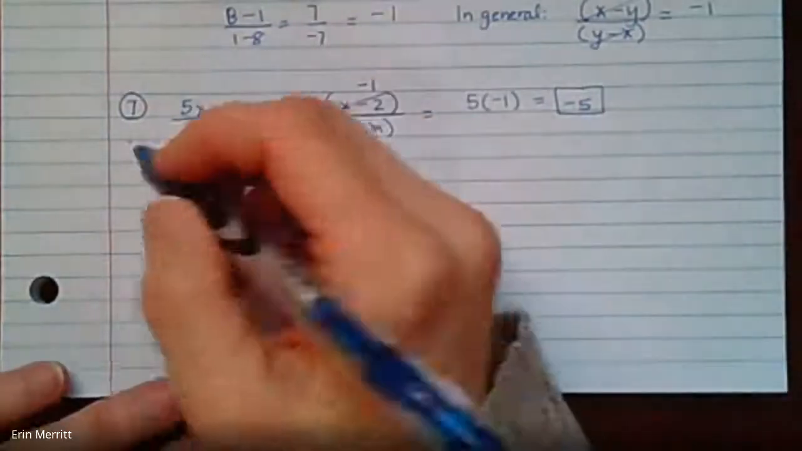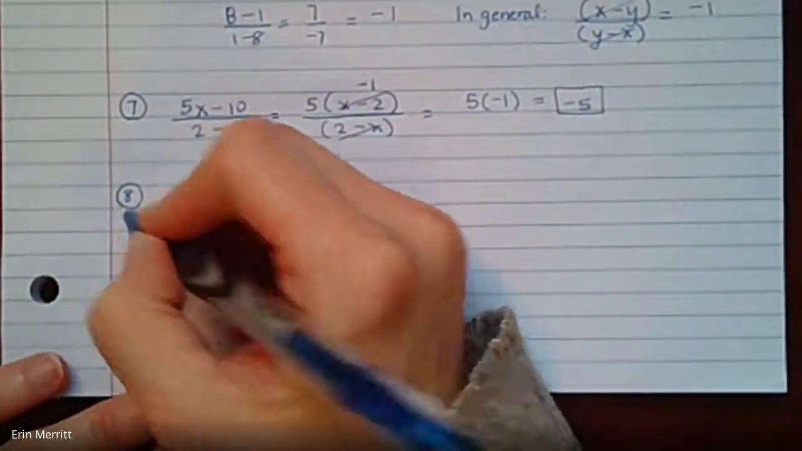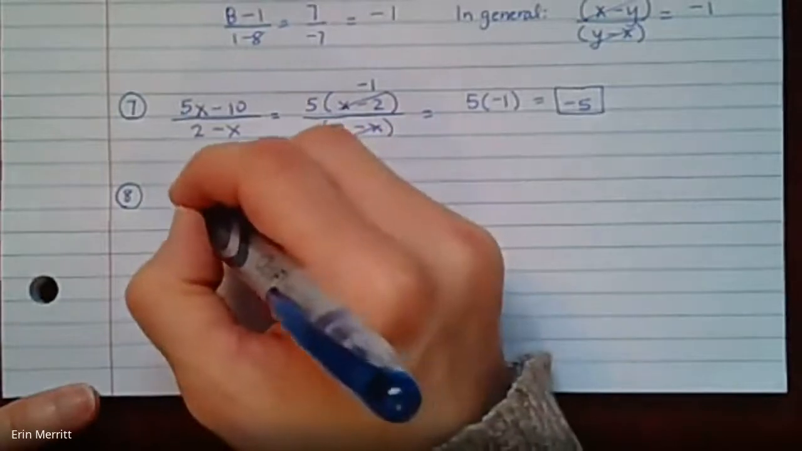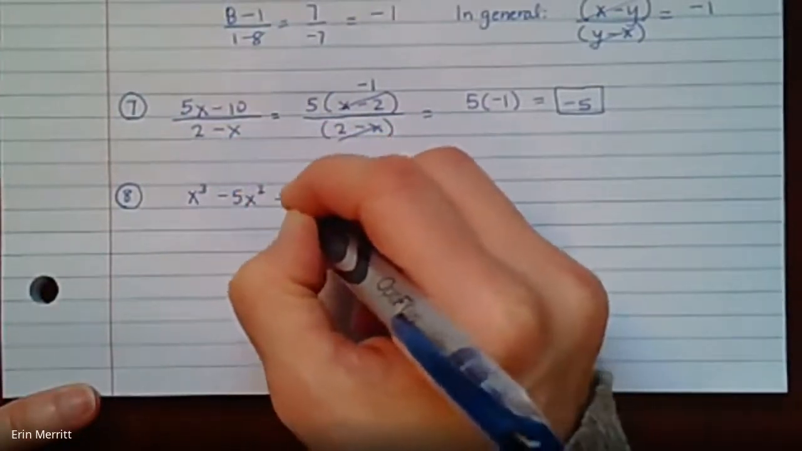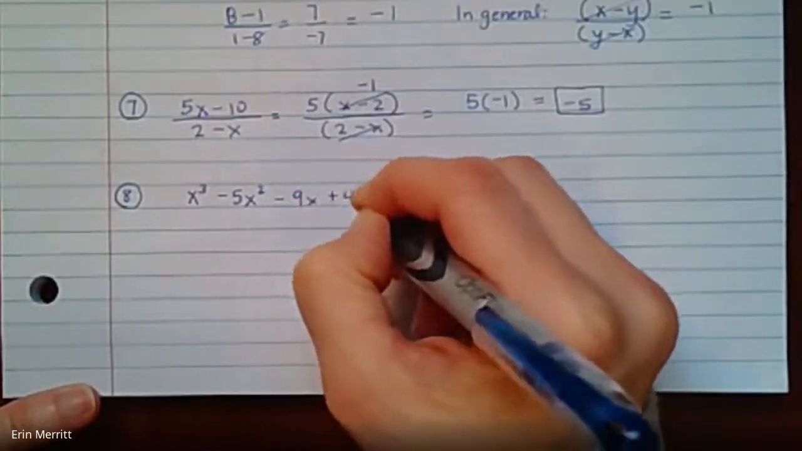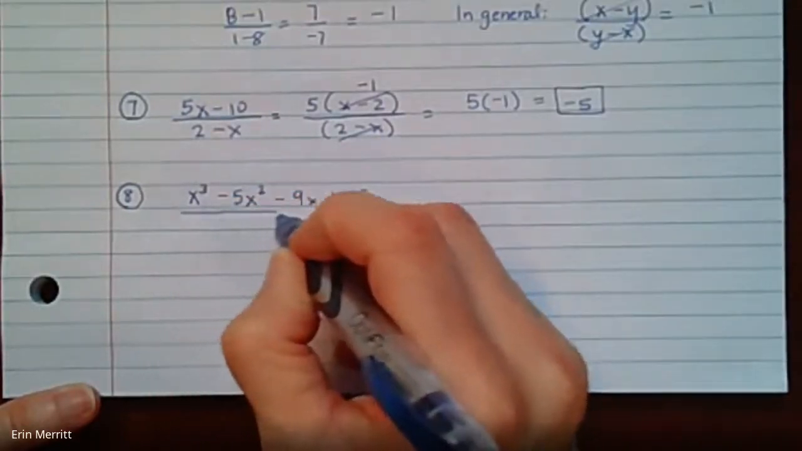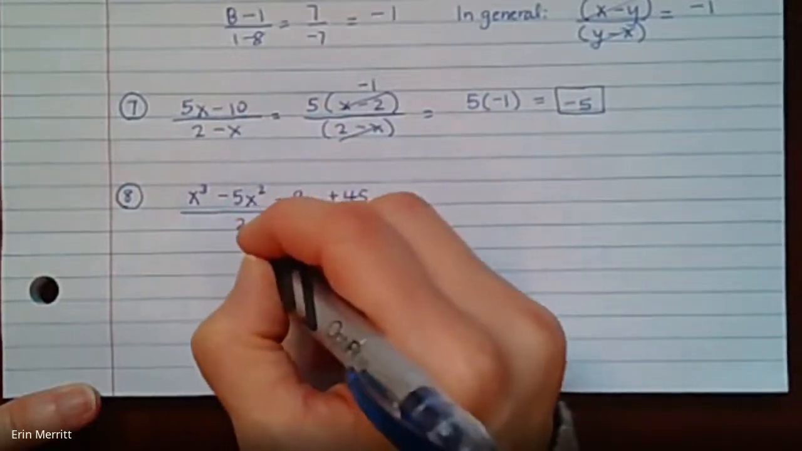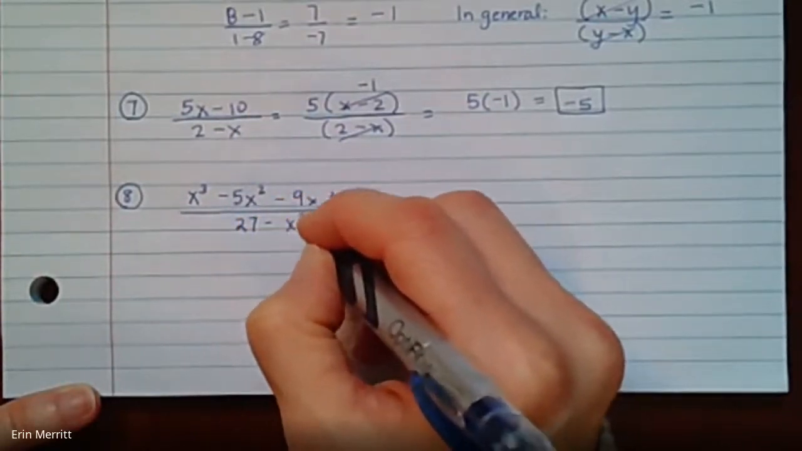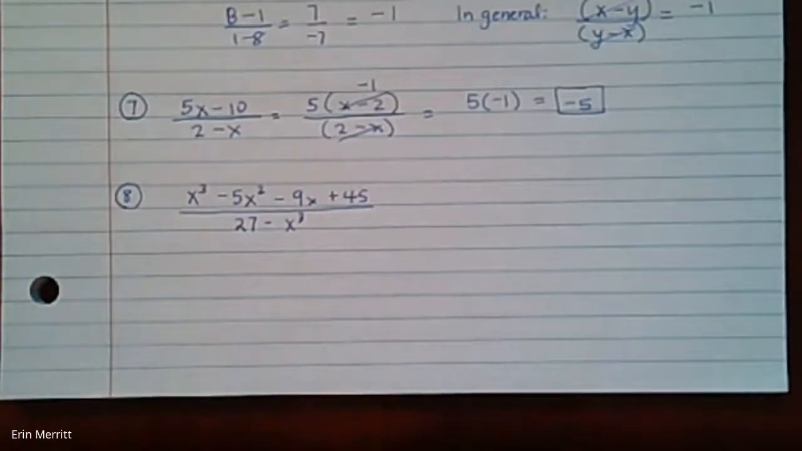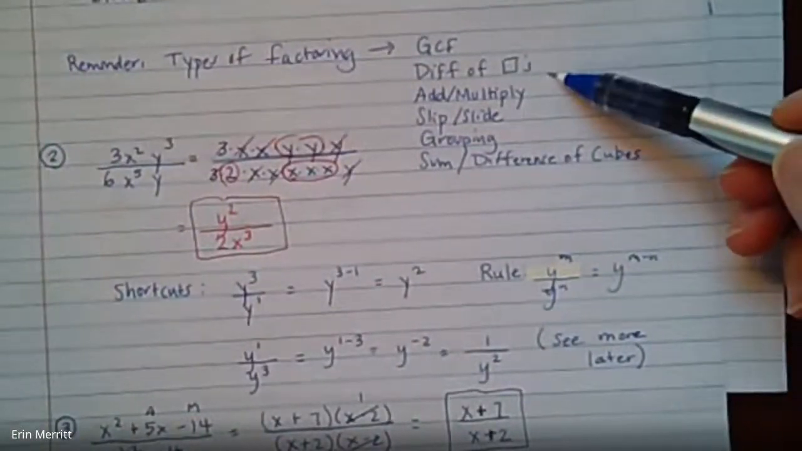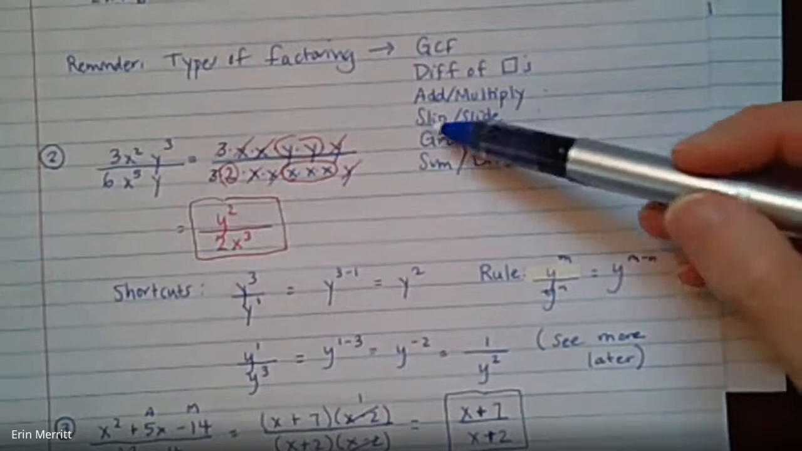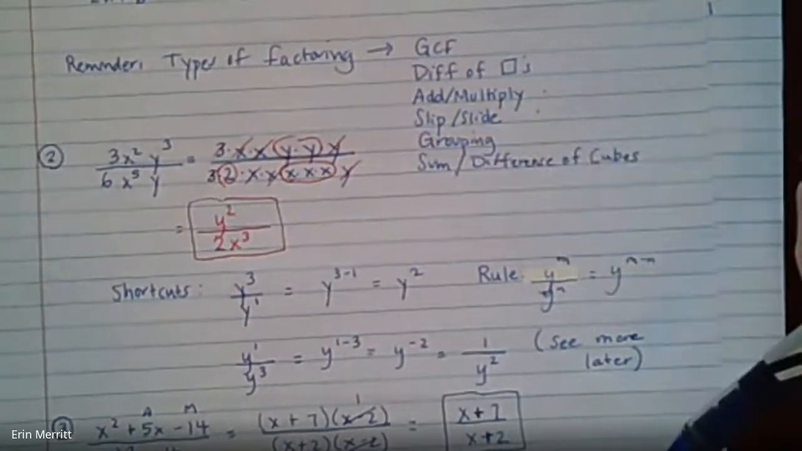All right, let's try one last one. So here's our last example in the notes today. X cubed minus 5x squared minus 9x plus 45. All of that. Whew, we're going big here. Over 27 minus x cubed. I mentioned all sorts of factoring back on the last page. Here we've seen GCF. We've seen difference of squares. We did add, multiply. We did slip and slide. Look at the last two we haven't done yet.